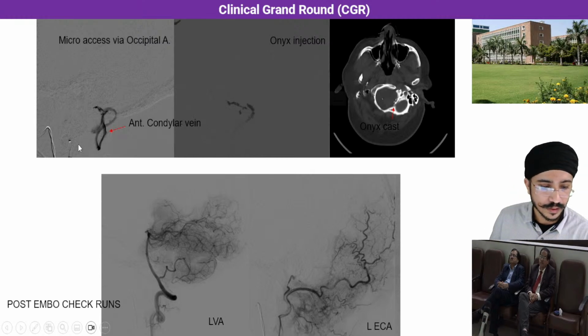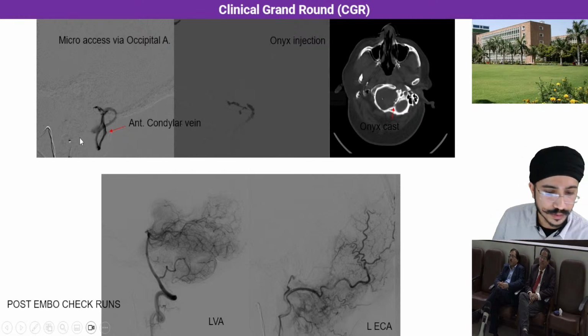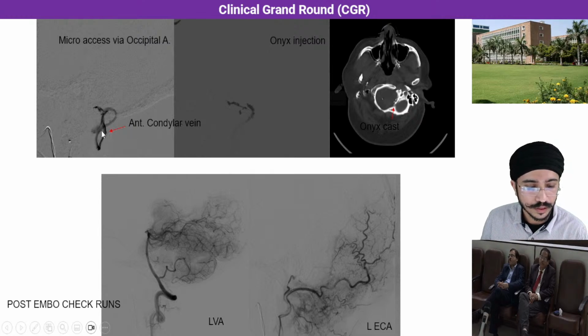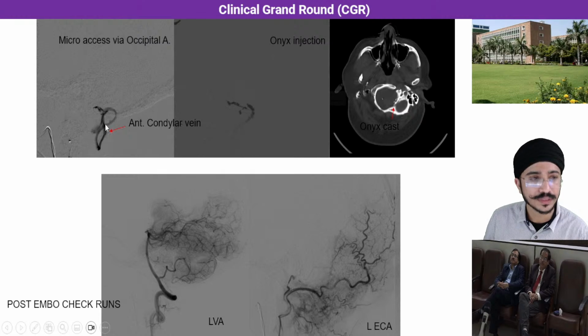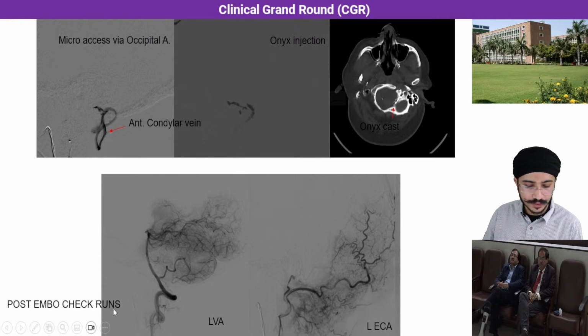So our arterial access in this case was via the occipital artery. We can appreciate the microcatheter here in the occipital artery. The run was taken at the fistula site, which revealed the opacification of the anterior condylar vein. So Onyx injection was made at the fistula site, and the post-embolization check runs are shown here in this case.